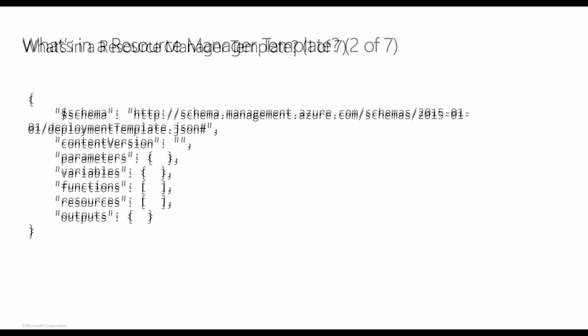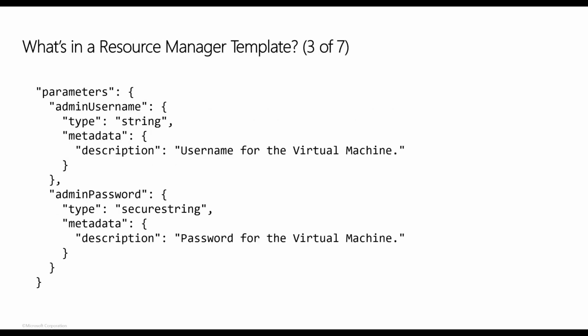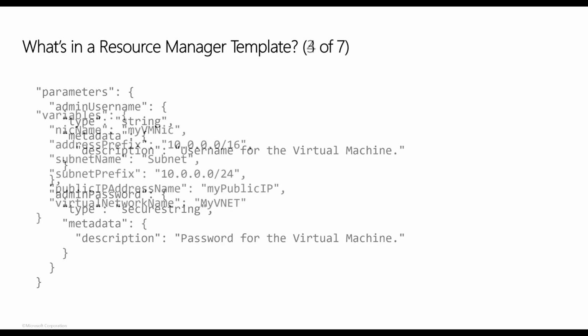We will start with the parameters. Parameters specify which values are configurable when the template runs. Below is an example that illustrates 2 parameters. One is for a VM username, that's admin username, and the other one is for its password. And that's what parameters are about.